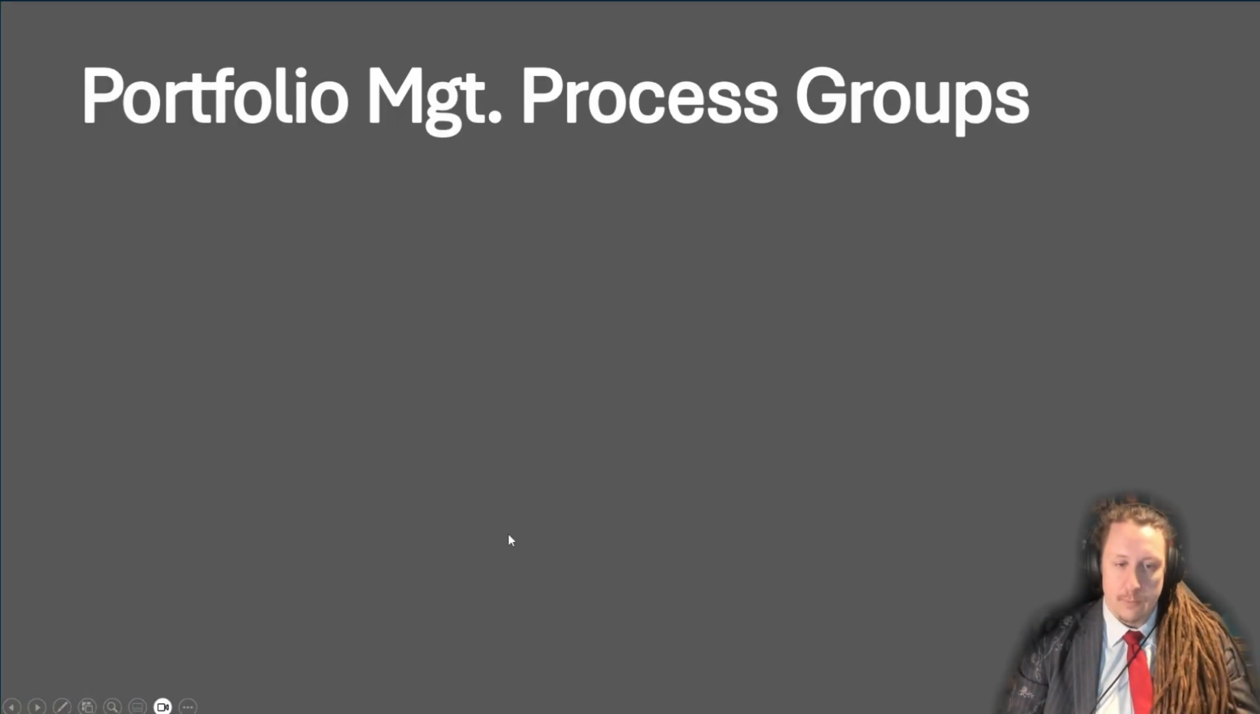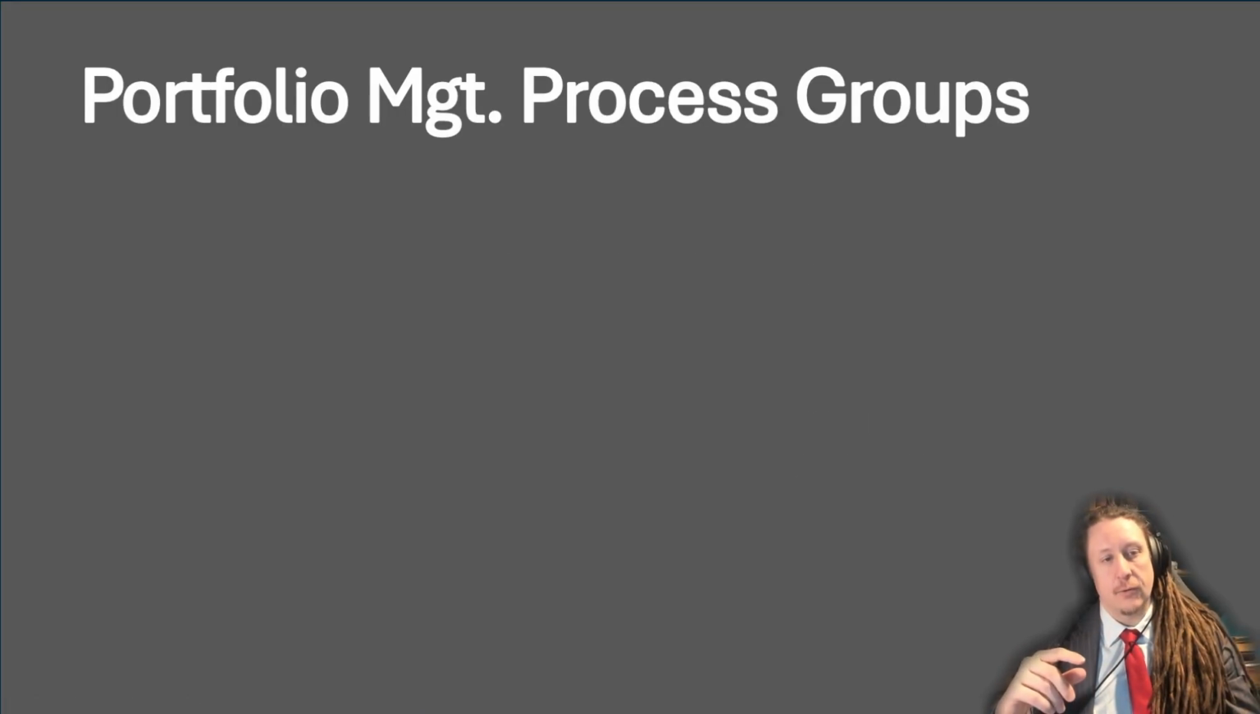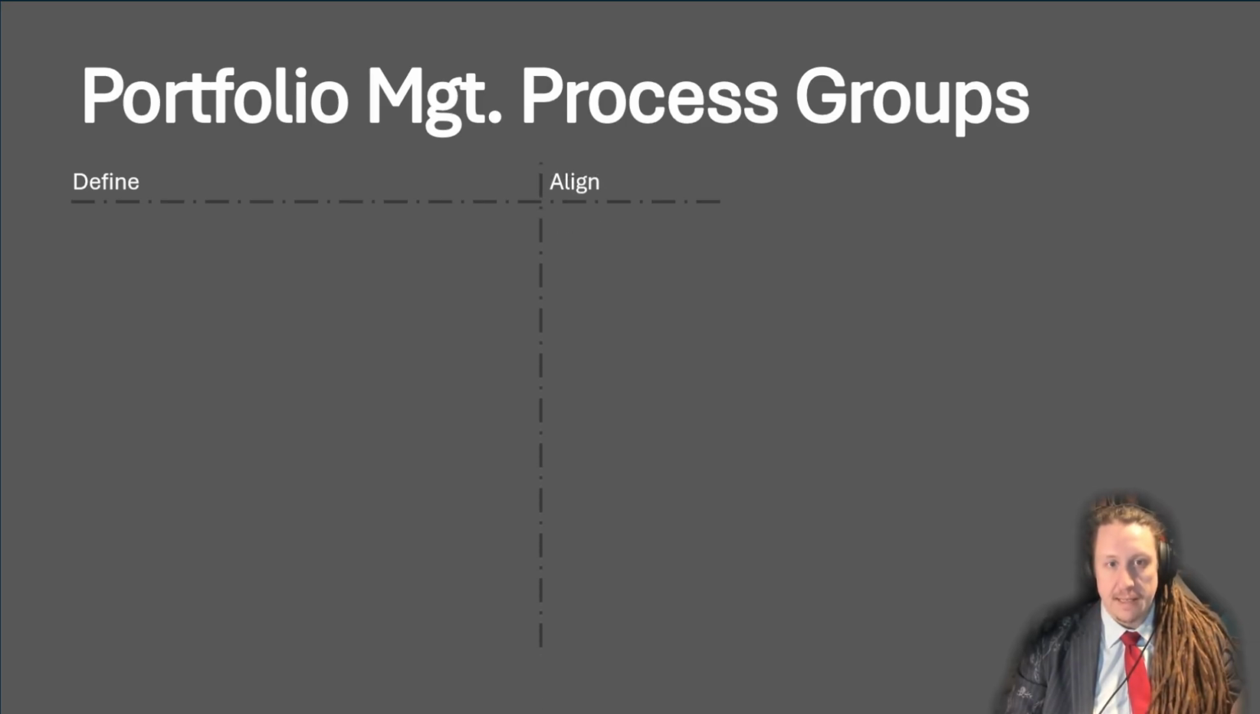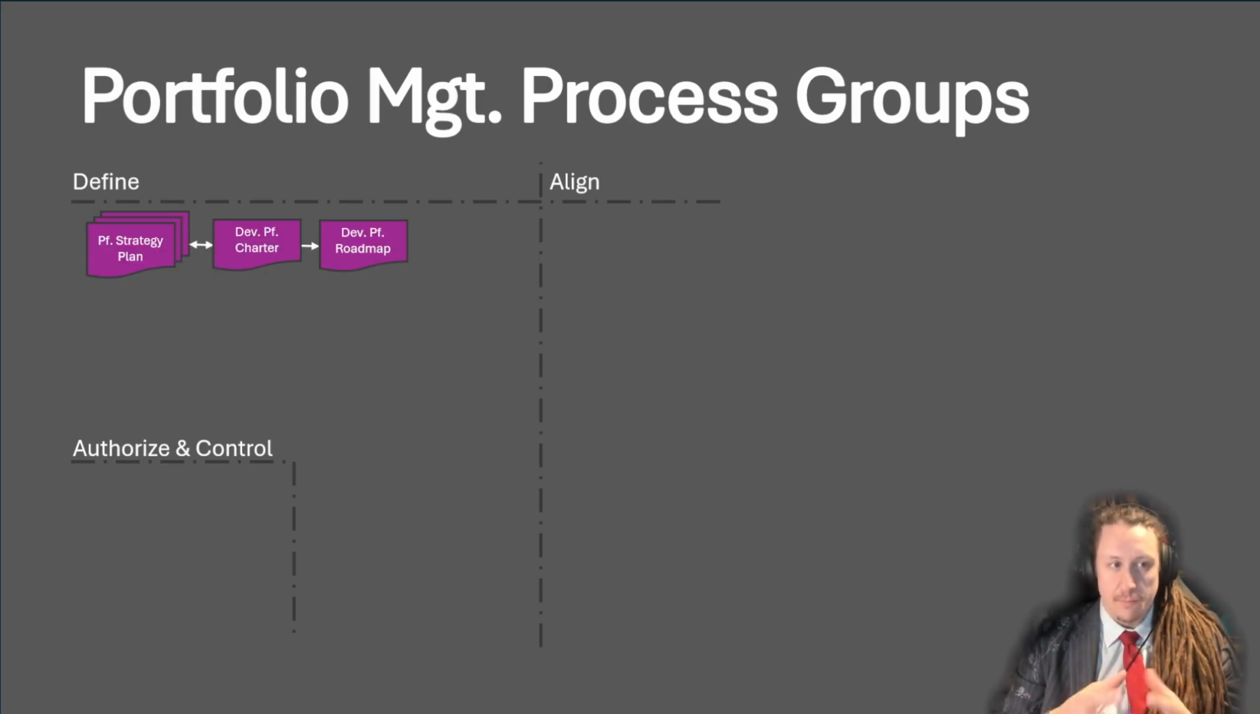But before I would want to overlay that, let's talk about portfolio management process groups. In those process groups, we have to think about define, align, authorize, and control. So these are the core process groups. And there you start with the strategy plan, where you take inventory and get a high-level prioritization and overview of what's actually going on and how this aligns to the mission and vision.